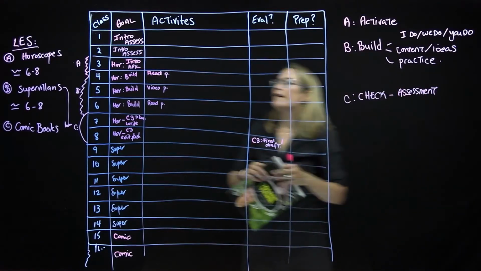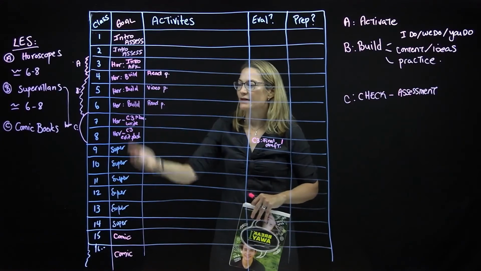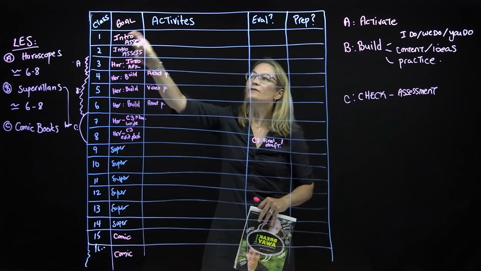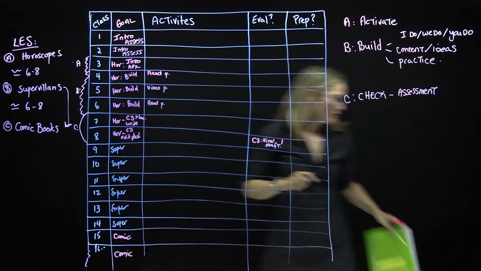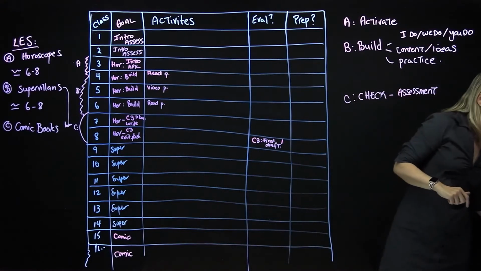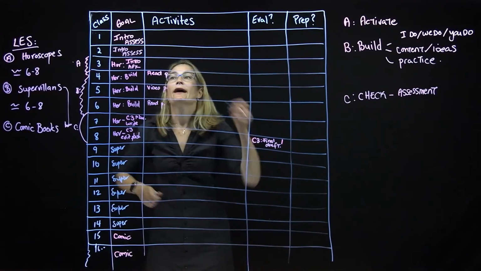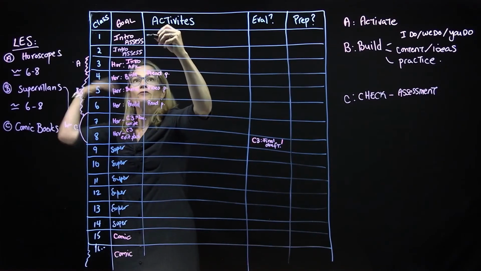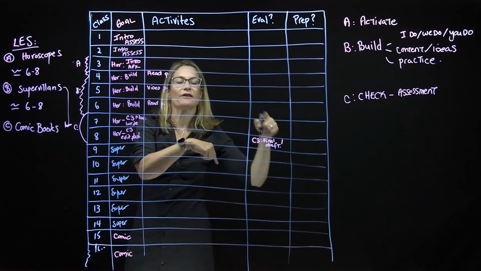Okay, if we have the general goal planned out for each one of the classes vertically, we can still follow the same pattern as we plan horizontally. So at the start of each class, it's a good idea to activate their prior knowledge, remind them what they learned last class, then we build, and then we check their understanding before they leave.